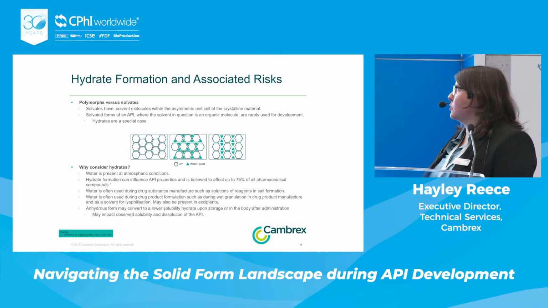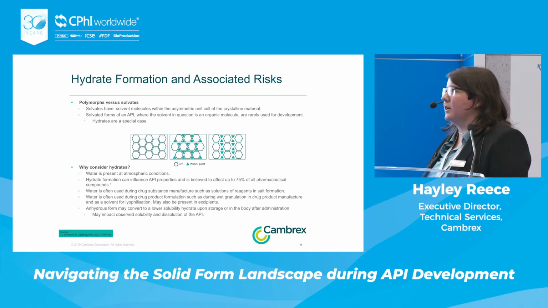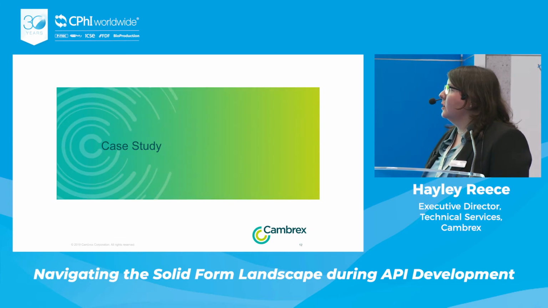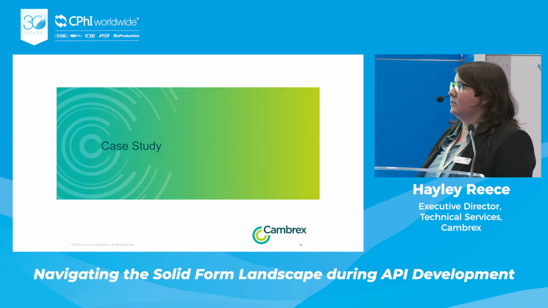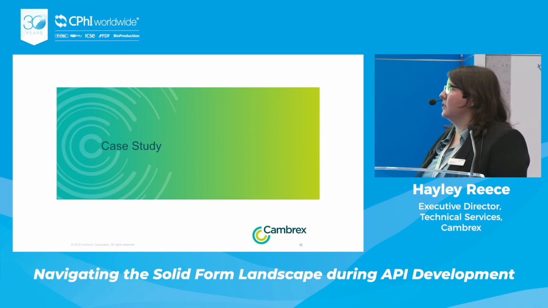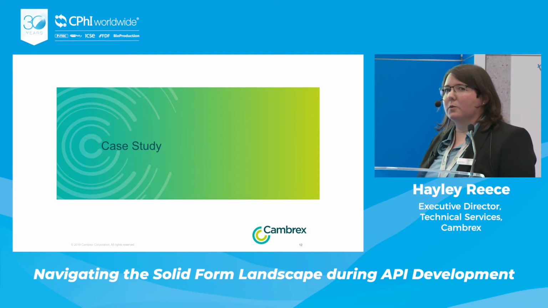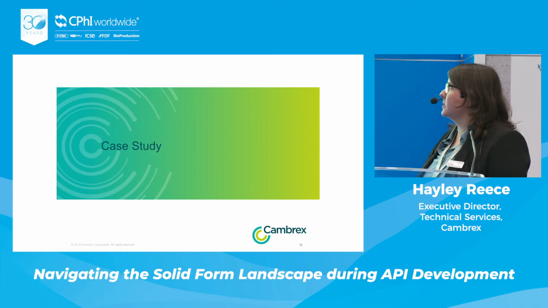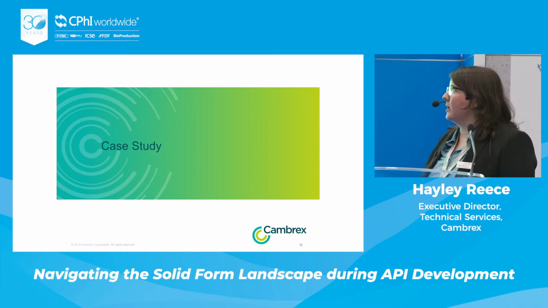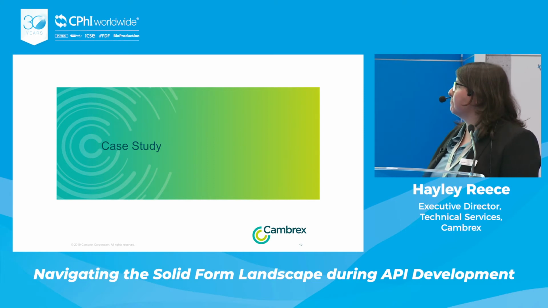Another key thing is that when the API or the drug is actually administered, there's also the chance of hydrate formation at that point. So we really need to understand whether it is a risk to your API or not. So that really leads us into our case study for today. In terms of our case study, what we're going to look at is how we actually go about understanding what polymorphs an API actually exhibits, and then how we navigate around the unwanted polymorphs that might be present for that API. And we'll look at hydrates in particular.